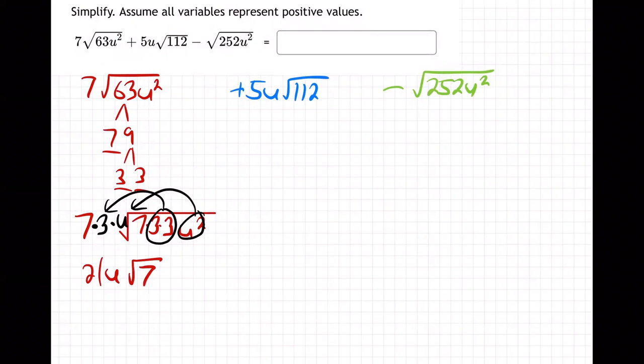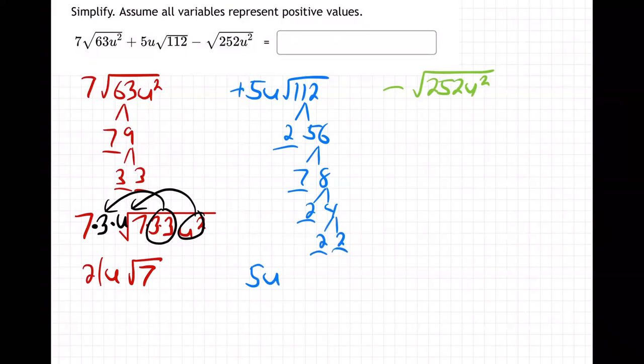Okay, let's go to the middle. So that one's simplified. 112, that's 2 times, I think it's 56. Yeah, and that's 7 times 8. The 2 is done. 7 is done. The 8 is 2 times 4. Oops, you can't break down 2. And the 4 is 2 times 2. Okay, so what does that give us then?